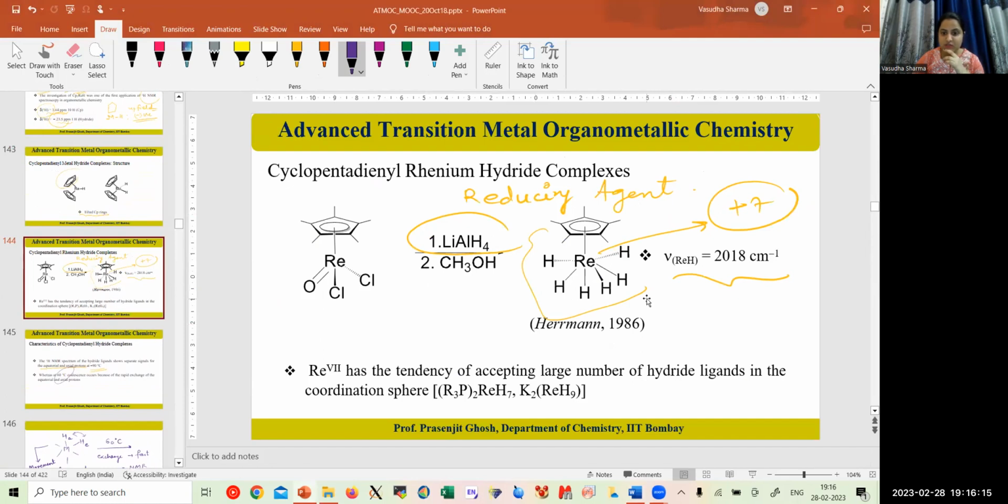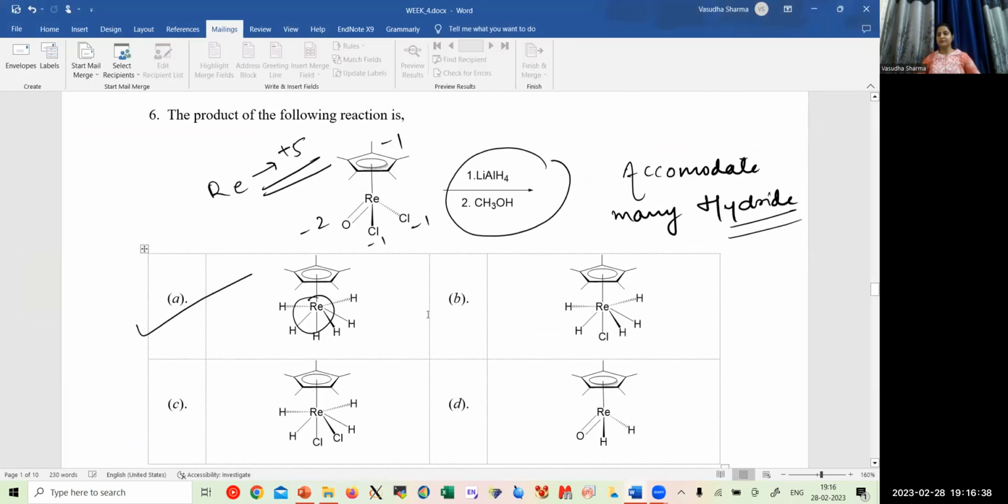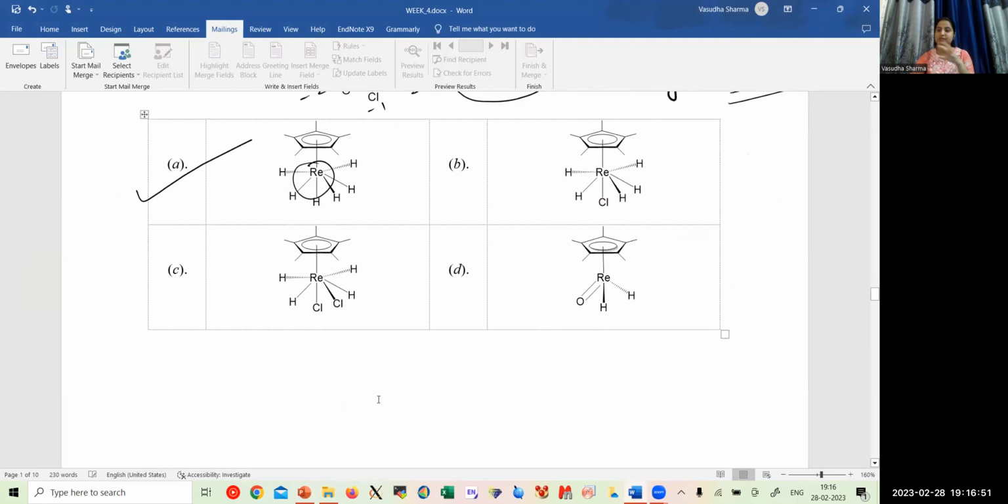So here also, this is a kind of exception, or we can say that in presence of oxidation state, it is going from this +5 to +7, but actually it is accommodating more hydride things. So that's why this has a kind of accepting nature of having hydride in its scaffold and giving an oxidation state of +7. That's why it's a very straightforward reaction in presence of lithium aluminum hydride, which is a hydride source over here. In presence of methanol, it is giving you a rhenium complex in +7 oxidation state where 6 hydrides are there.